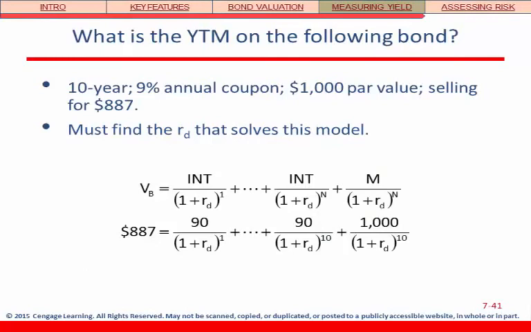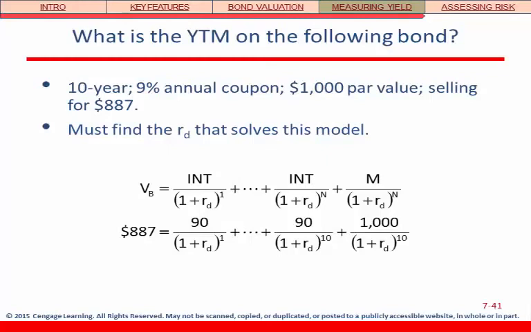Okay, class, now we're really shifting gears into measuring yield. So what is the yield to maturity on the following bond? 10-year, 9% annual coupon, $1,000 par value, selling for $887. So the first thing I'll do in my mind is say, well, what do I have? What's given here? 10 years is my N.